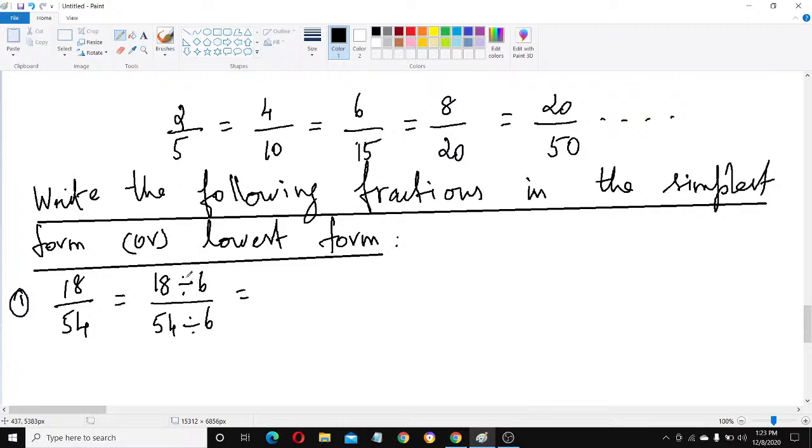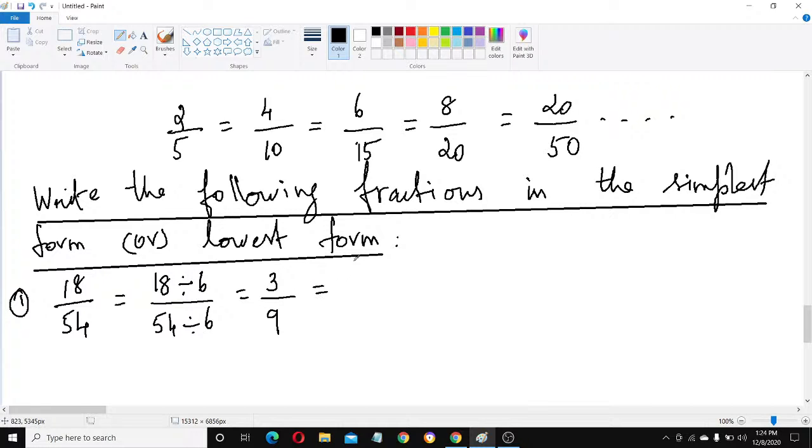How many times does 6 go in 18? 3 times. 3 by denominator 54 divided by 6. So how many times does 6 go in 54? 6 9s are 54. Now 3 by 9. After dividing by the same number 6, numerator and denominator, what is the answer? 3 by 9. Here also you have a common factor between 3 and 9.